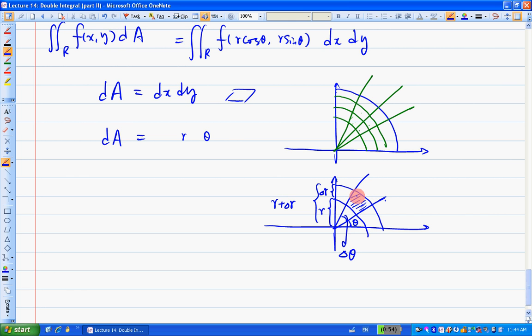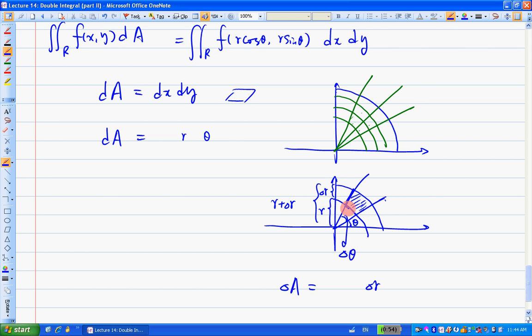As we said, we have so many radial lines and so many curves, so I'm going to think of this small area as a rectangle. The area is going to be the length of this multiplied by the length of this. This is actually an arc, but we think of it as a straight line. Using delta for now, the area is this length multiplied by this one, and this one is delta r, that's easy.